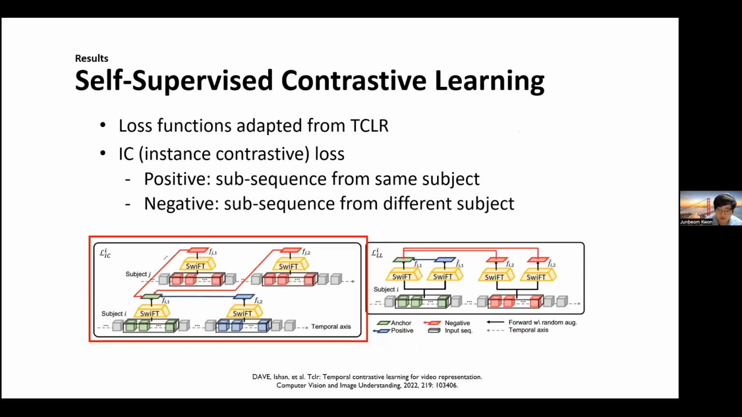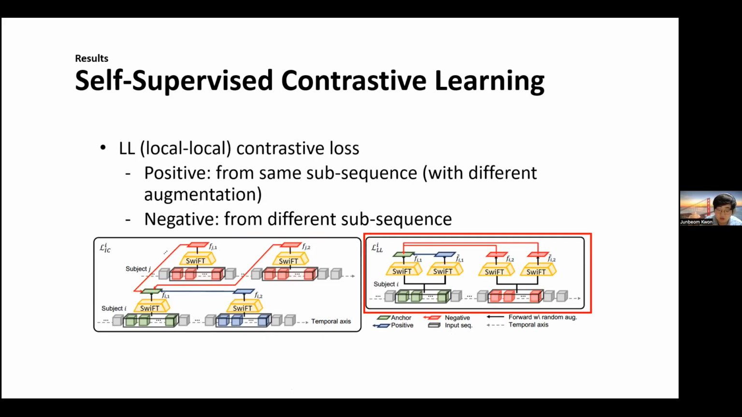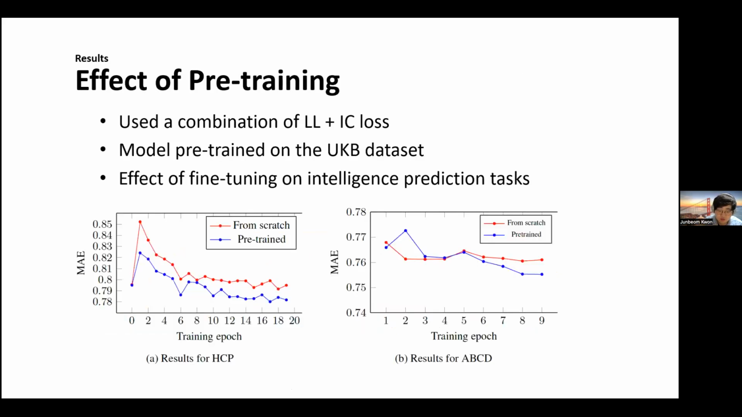By pre-training Swift in self-supervised manner, we expected Swift to show better performance at downstream tasks. Therefore, we adapted 2 contrastive learning strategies for video representation learning. Firstly, we used instance contrast loss to make Swift better learn subtle individual difference. Secondly, we used local contrast loss to make Swift learn temporal dependencies between nearby and far away fMRI volumes. As a result, we could find Swift pre-trained with UK Biobank shows improved performance in intelligence prediction tasks of other 2 datasets.